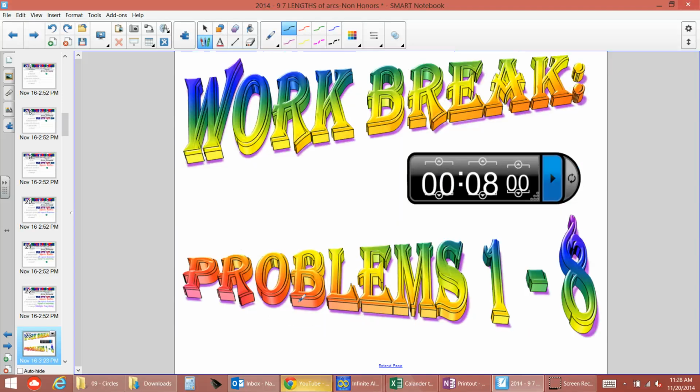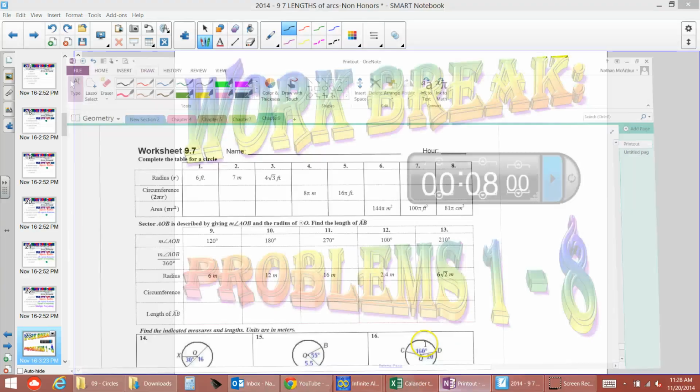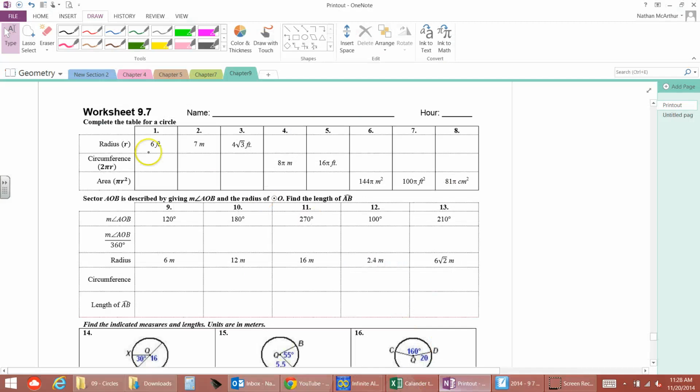Okay, feel free to pause the video and work on problems 1 through 8 of your homework. To give you an idea of what this is talking about on the homework, we have 6 feet. Then I take 2 pi r, so 2 times the radius is 12. So it should be 12 pi feet. For the area, now we're squaring the radius, so it's going to be 36 pi feet squared.